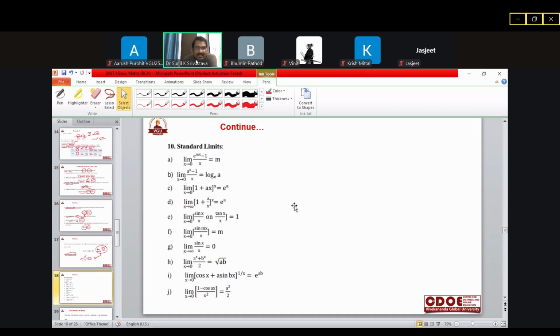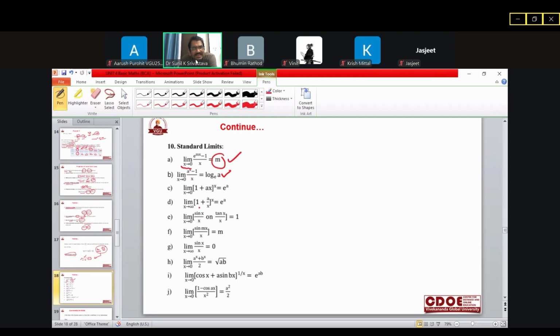We also have some standard limits we have to remember for answering questions. What are the standard limits? Limit of x tends to 0 of e raised to the power mx minus 1 upon x is equal to m. Limit of x tends to 0 of a raised to the power x minus 1 upon x is equal to log of a to the base e.